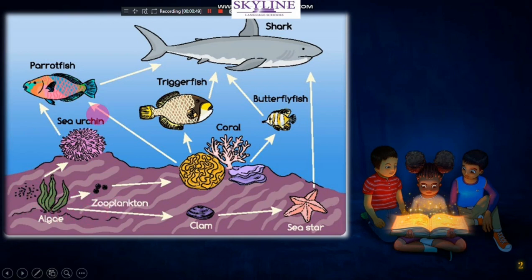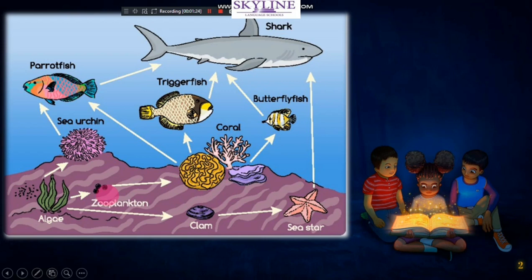We have many living organisms. Zooplankton, micro living organisms, feed on the algae. Sea urchin feeds on algae. Clam feeds on algae. Then coral, it's not a plant. Coral is a marine living organism. Coral is not a plant. Why? When I ask you why, give a reason: coral is not considered a plant because it cannot make its own food.